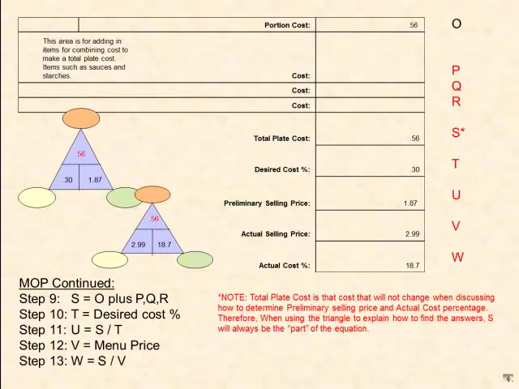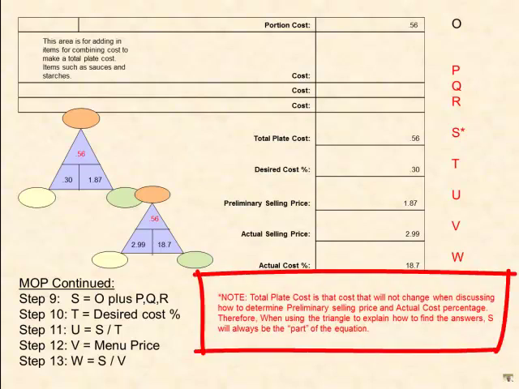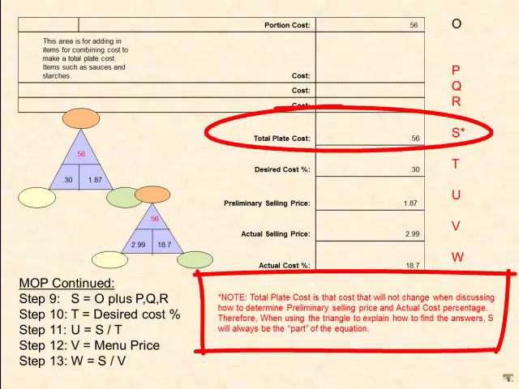Okay, and you can see that there it says the total plate cost is the cost that will not change when discussing how to determine preliminary selling price. Therefore, when you use the triangle to explain how to find the answers, S will always be the part of the equation, because that's the part. That's the part of sales being 100%, and what we're going to sell it for is always the whole.